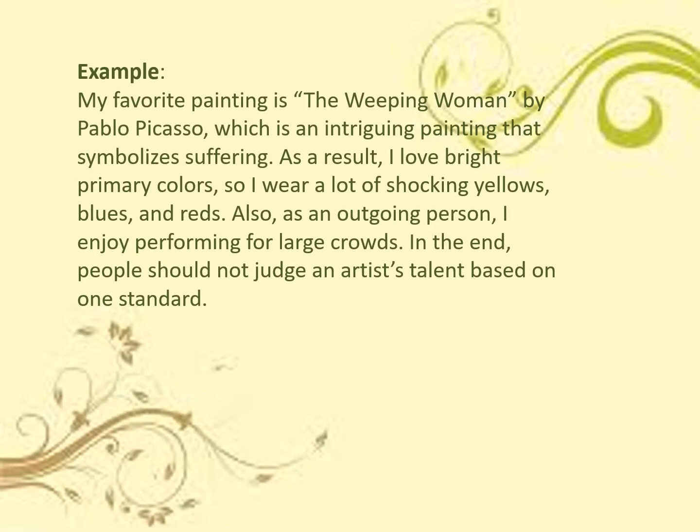Example: My favorite painting is The Weeping Woman by Pablo Picasso, which is an undergiven painting that symbolizes suffering. As a result, I love bright primary colors, so I wear a lot of shocking yellows, blues, and reds. Also, as an outgoing person, I enjoyed performing for large crowds. In the end, people should not judge an artist's talent based on one standard.